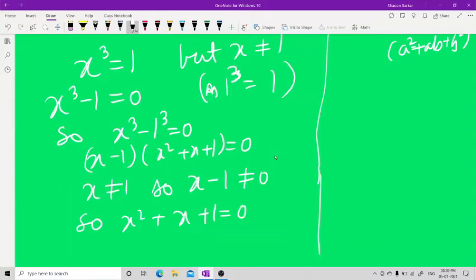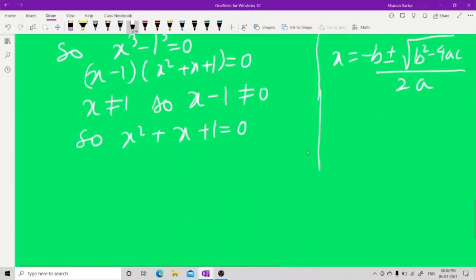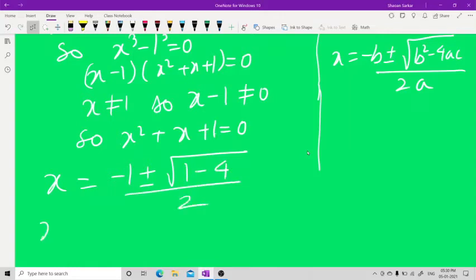Now, as you have seen in smaller classes, for ax square plus bx plus c equal to 0, x is equal to minus b plus minus under root b square minus 4ac, upon 2a. Using this, we will find the root. Here a is 1, b is 1, c is also 1. So x you will get is minus 1 plus minus under root 1 minus 4, upon 2, that is, minus 1 plus minus under root minus 3 by 2.